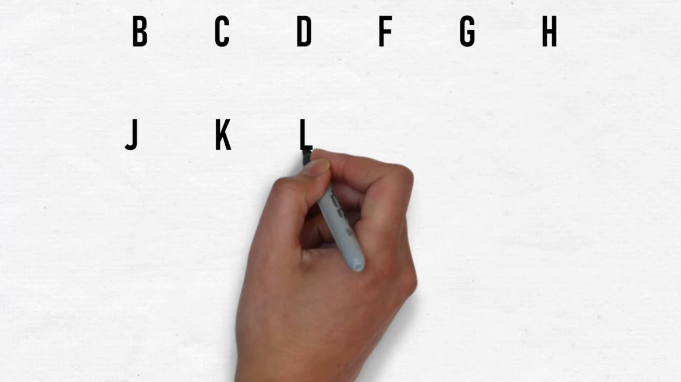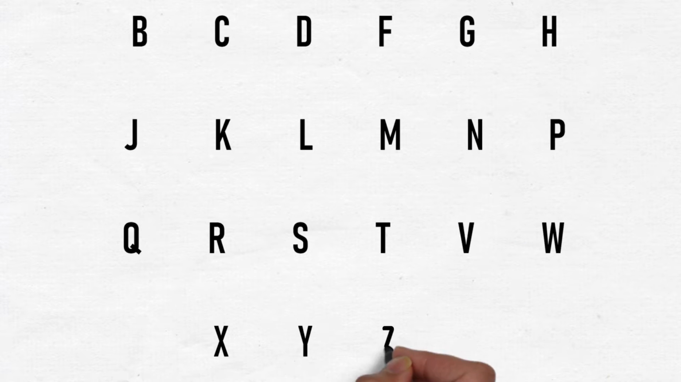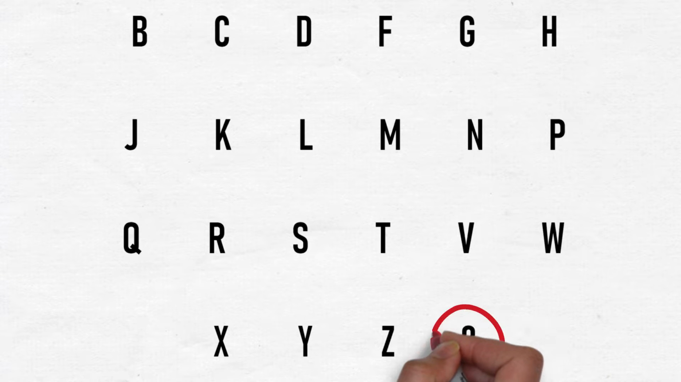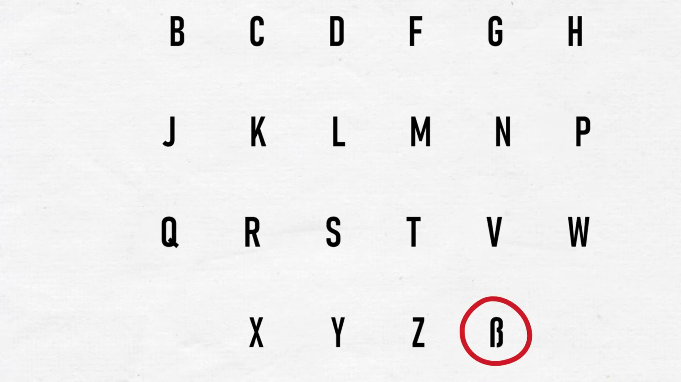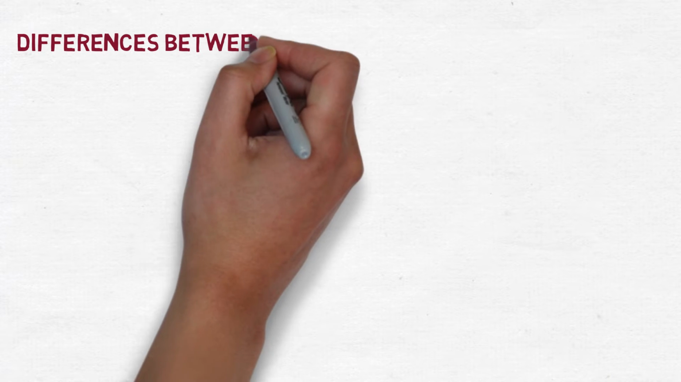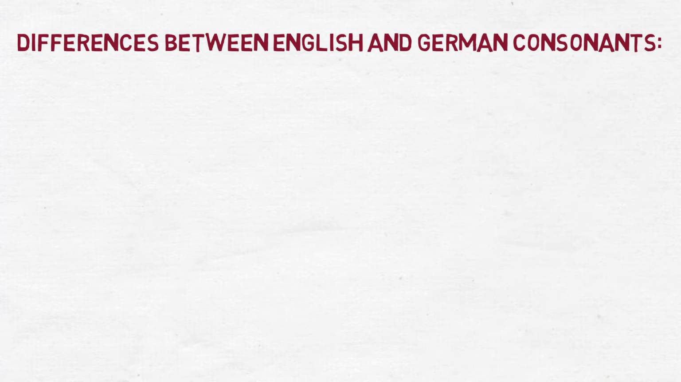The German alphabet has the same 21 consonants as English, but with the additional letter of SZ, or scharfes S, which makes a S sound. There's more on this letter in Lesson 3. Most consonants in German sound the same as they do in English, but here are the differences.